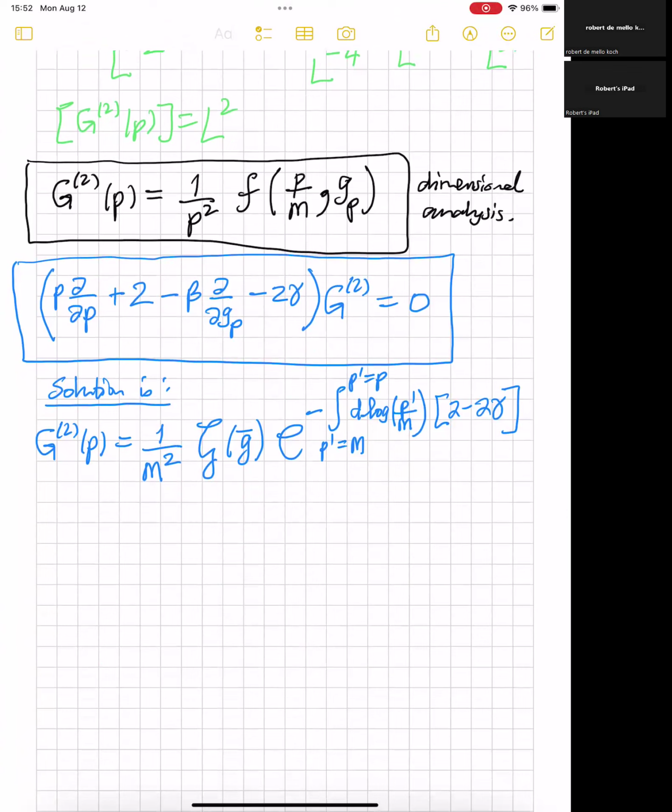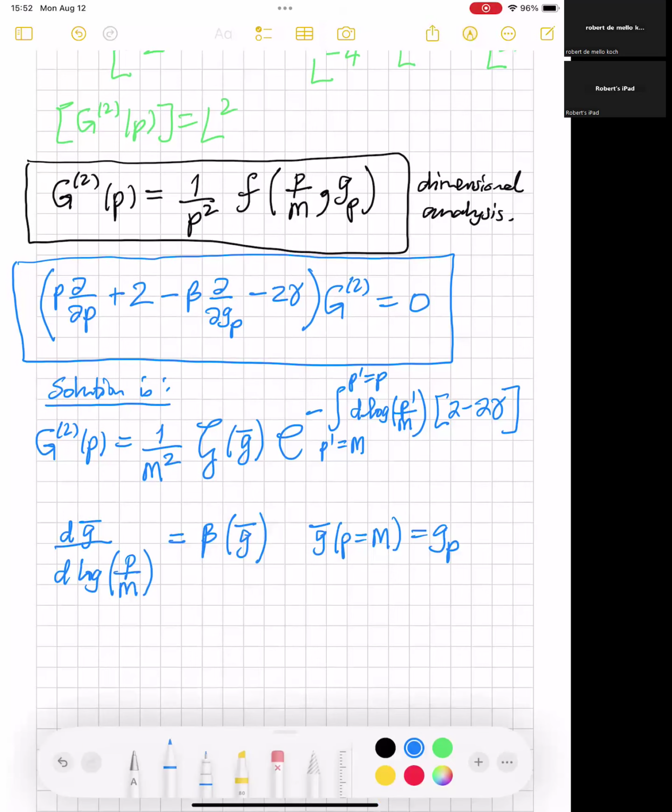Now, let me tell you what G bar is. G bar satisfies this equation: d G bar d log p over m is equal to beta, the beta function, as a function of G bar. So we can see the two functions appearing in the Callan-Symanzik equation appear in our solution. When we solve this differential equation for G bar, we have to make sure that G bar at p equal to m is actually the physical coupling.